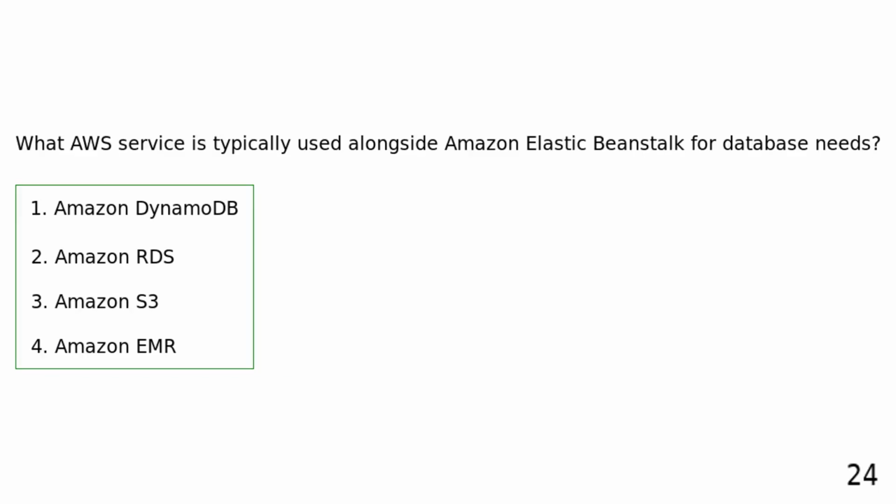What AWS service is typically used alongside Amazon Elastic Beanstalk for database needs? Amazon DynamoDB, Amazon RDS, Amazon S3, Amazon EMR. Amazon RDS is commonly used with Elastic Beanstalk to handle relational database needs.